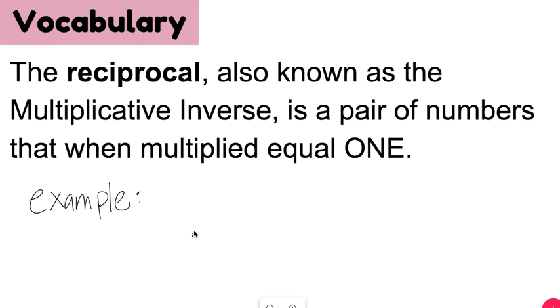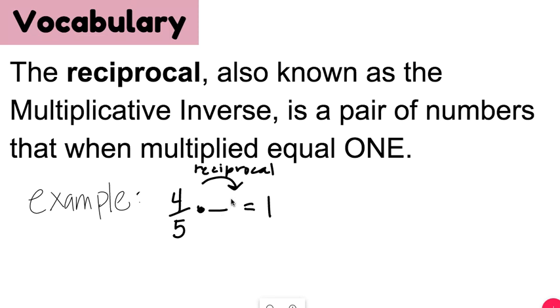Okay, here's an example. Usually with reciprocals, you start out with fractions. It doesn't have to be, but for example, 4/5. Well, the reciprocal is a number that, when I multiply it by 4/5, equals 1. So the goal is to get 1.